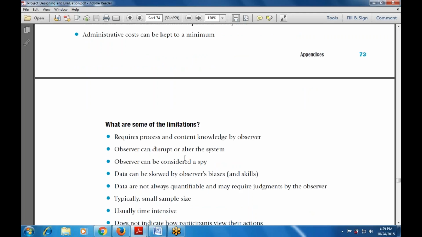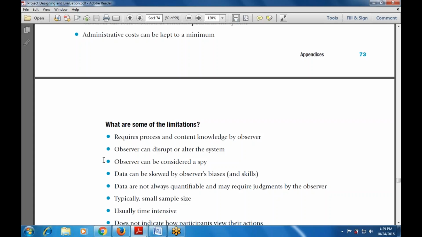Then the observer can also disrupt or alter the system. Sometimes if I am watching someone or judging someone and focusing on a person, this can disrupt or alter the system. Then the observer can be considered a spy. Spy means a hidden obstacle within the project, within the working environment.